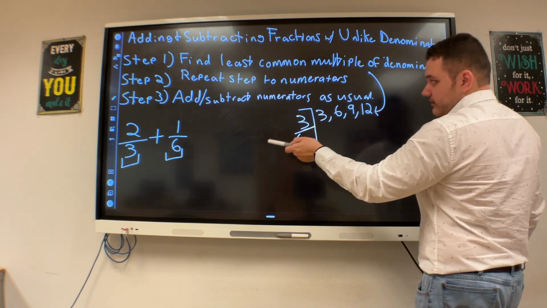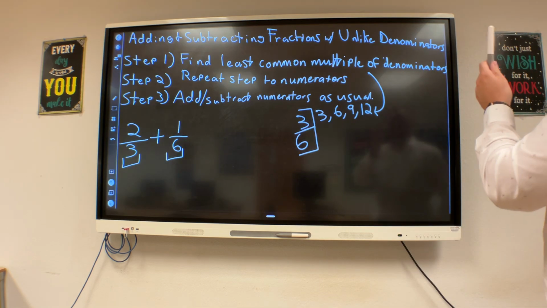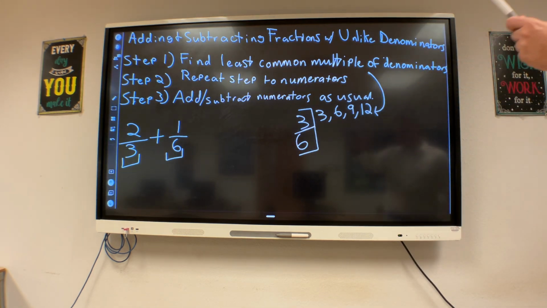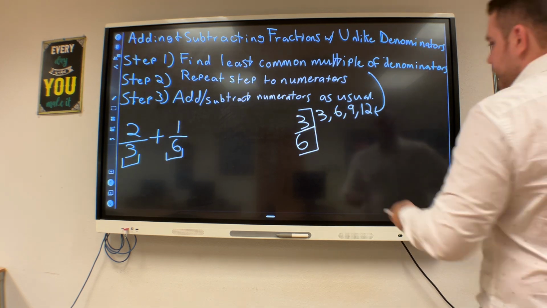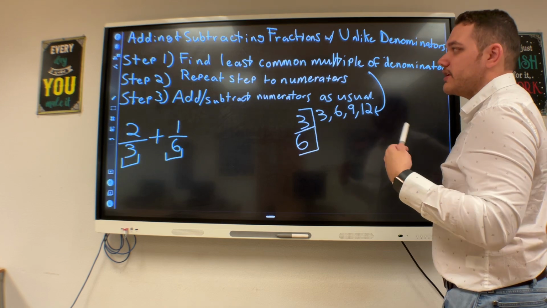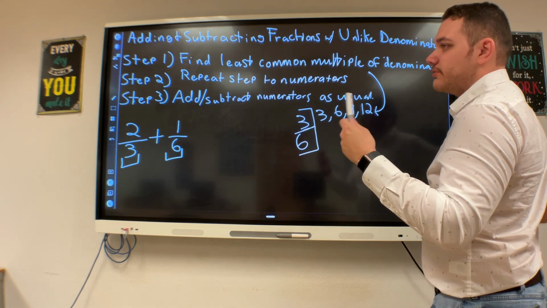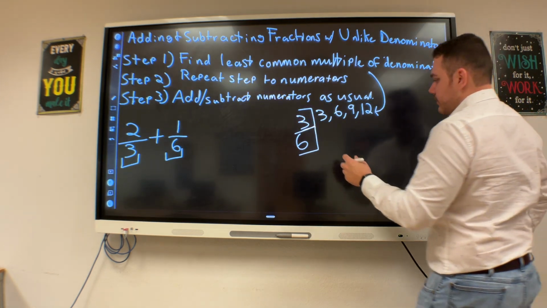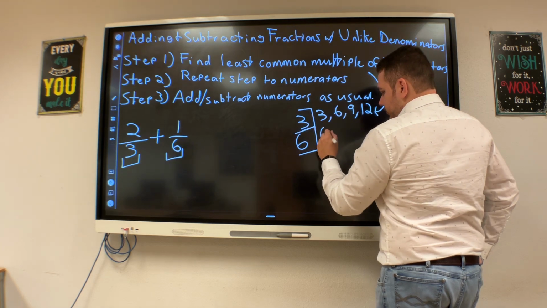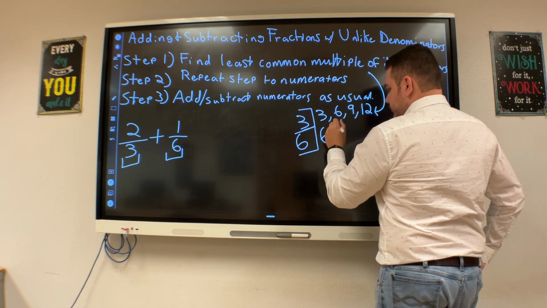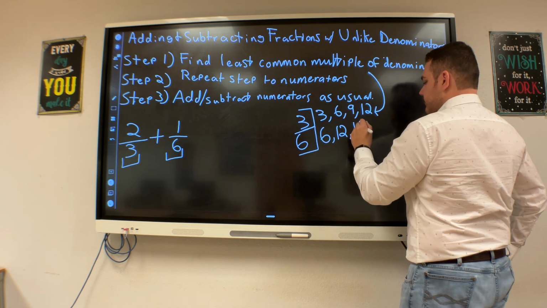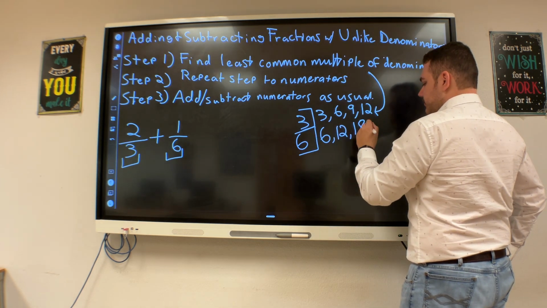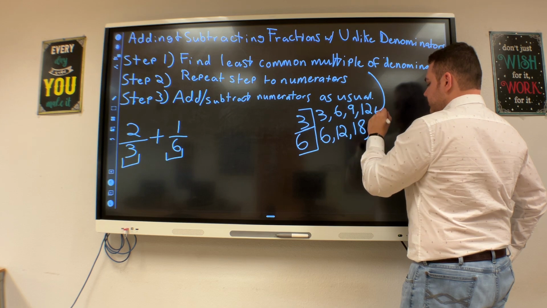So now we have to find the least common multiple of both our denominators. We got 3 written out before, so now we've got to write out the multiples of 6. You see how we do this? You may be doing it in your head, well, 6 times 2 is 12, times 3 is 18. So let's see, times 1 is 6, 6 times 2 is 12, 6 times 3 is 18, 6 times 4 is 24.